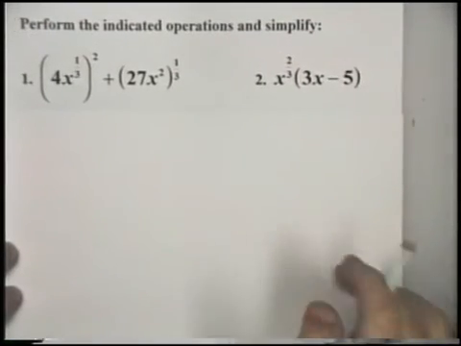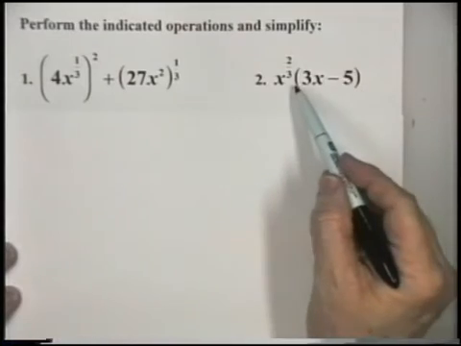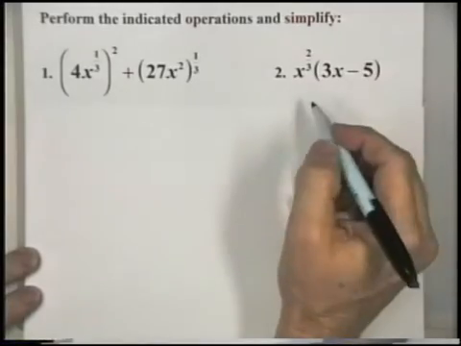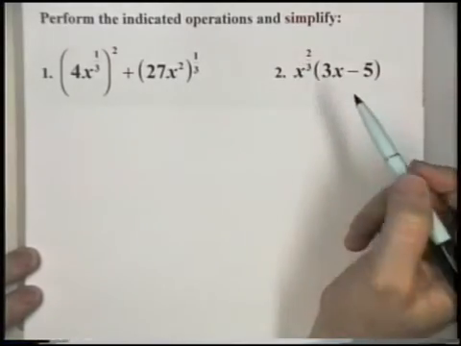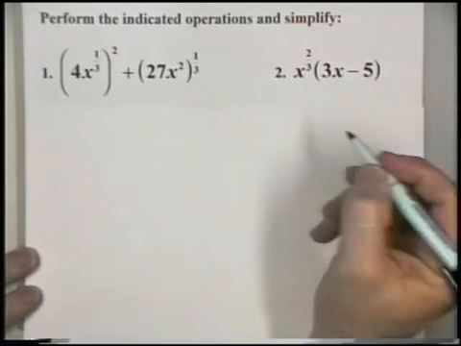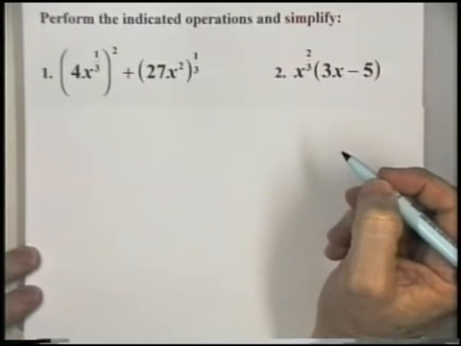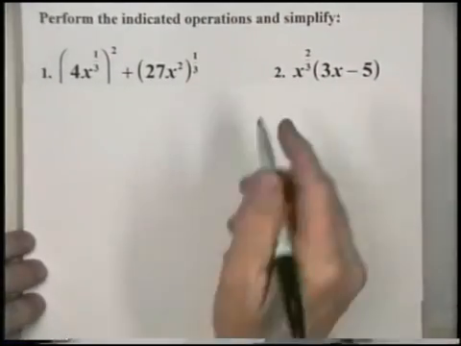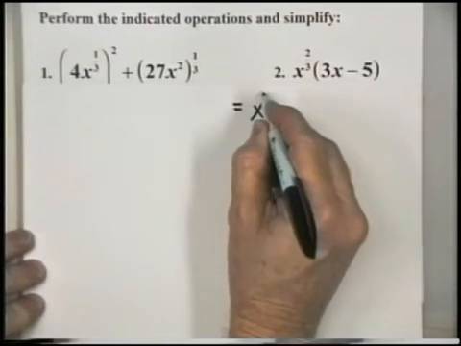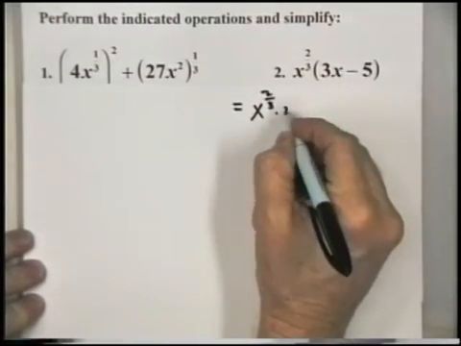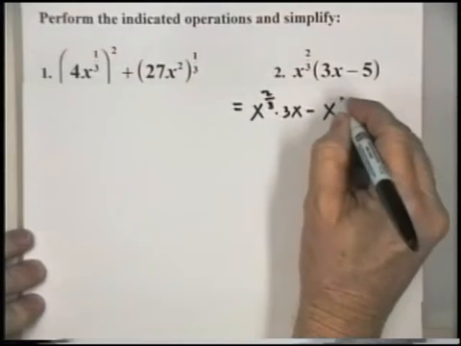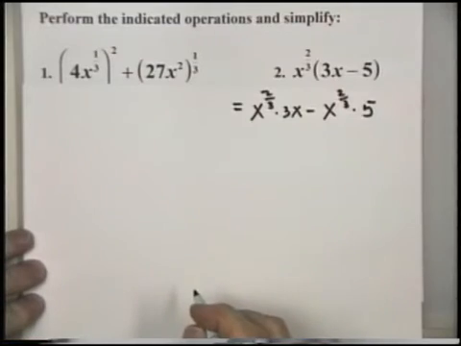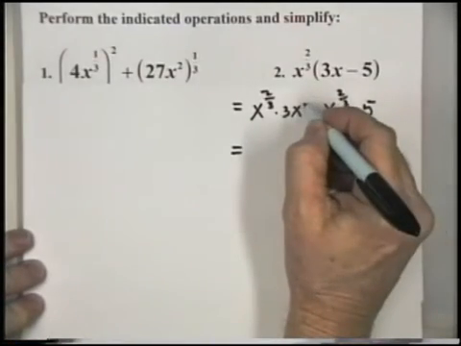Look at the second problem there. x to the 2/3 times the quantity 3x minus 5. Well, we've got to distribute. We've got to multiply through. It just happens that we're multiplying through by a rational power of x. I think I'll add maybe an extra step here or two. First thing you might say is that that's x to the 2/3 times 3x minus x to the 2/3 times 5. I've just distributed.